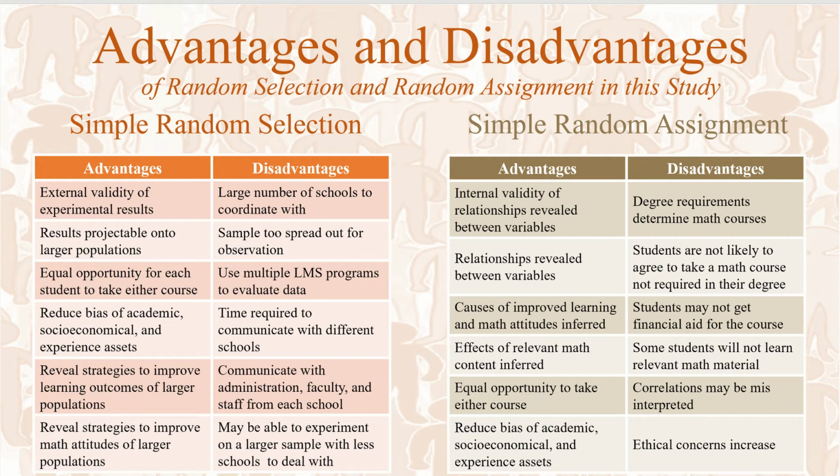Some disadvantages of a random assignment are, for one, degree requirements determine which math course students go into, and students are not likely to agree to take an additional math course not required in their degree plan. Also, students may not get financial aid for a course that is not in their degree plan.